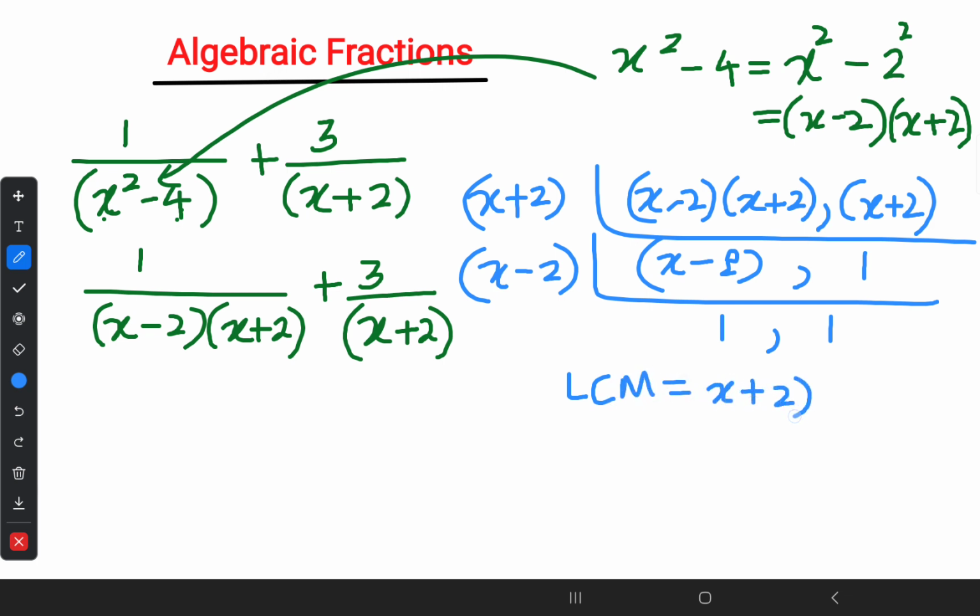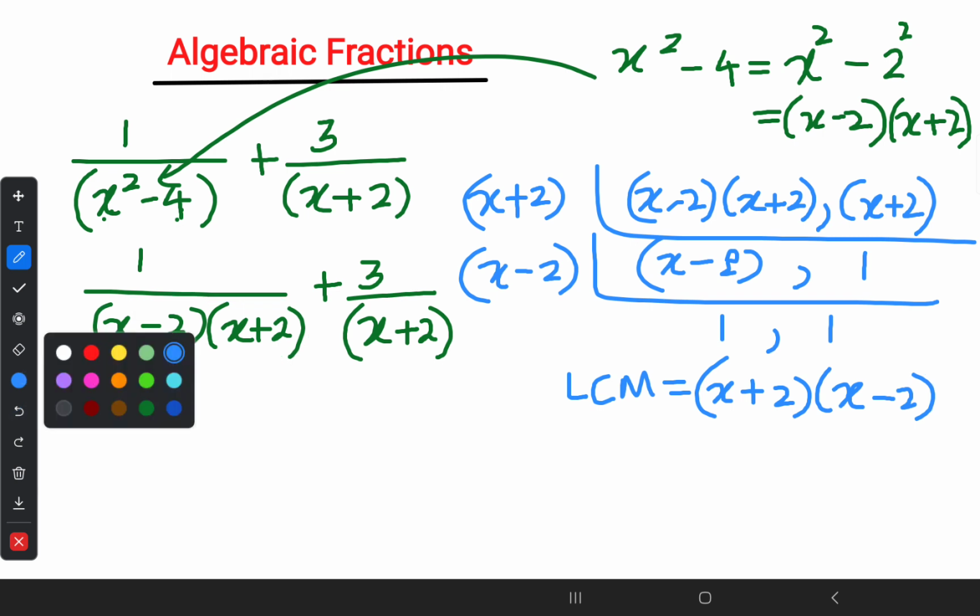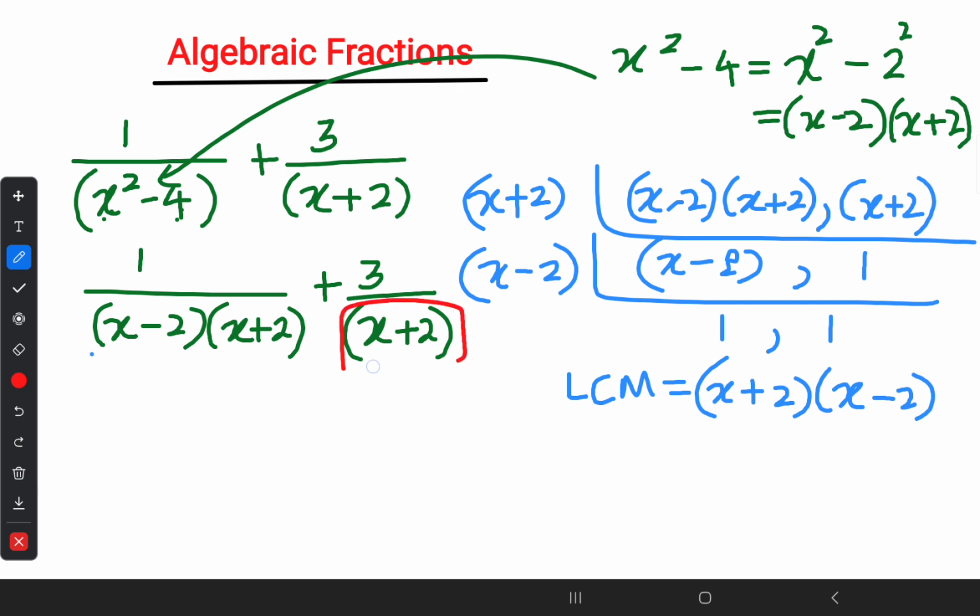Look at the first fraction. That already has the LCM itself. So no need to change this one, because what we need is to get the common denominator to do the addition between fractions. So this already has the relevant value in the denominator, so no need to convert that. What you should do here is convert the second fraction only. This already has the x plus 2 quantity. It needs another x minus 2. So I'll multiply the second fraction only by x minus 2 to obtain the equivalent fraction.